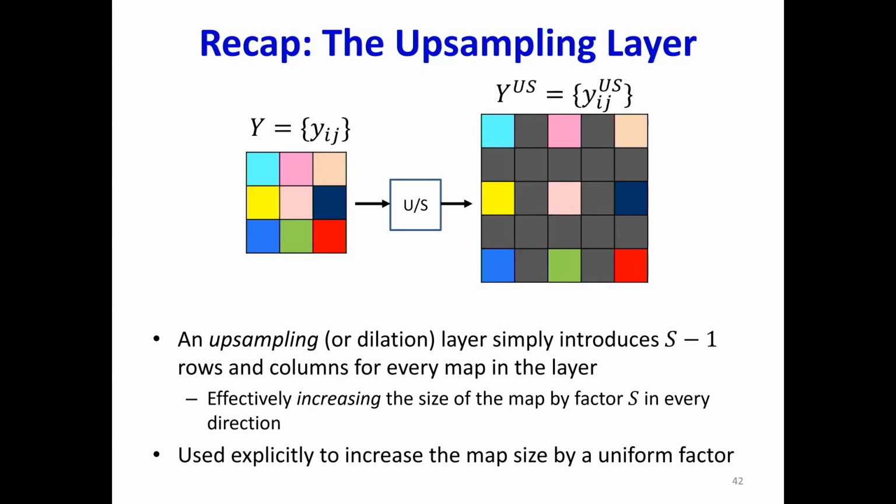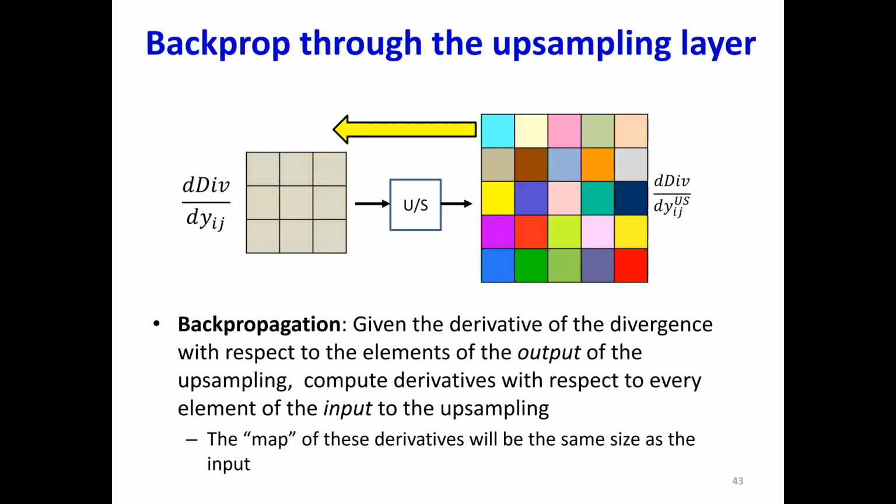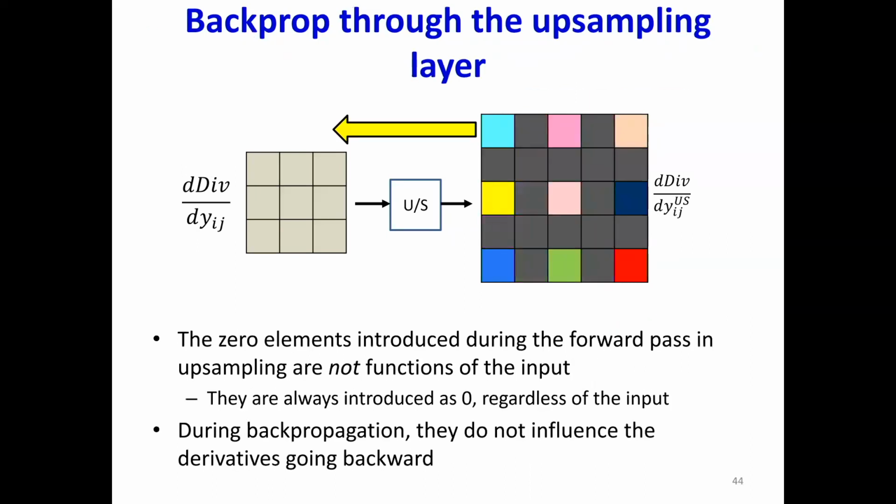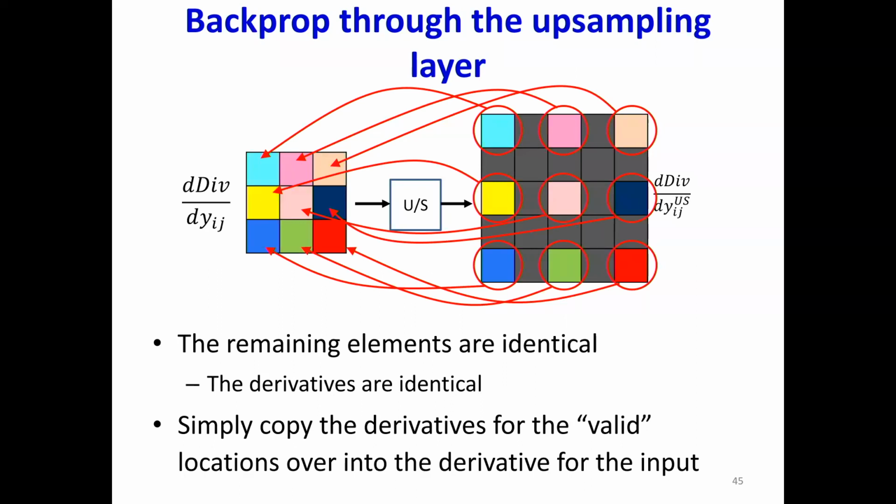And so when I'm backpropagating through an upsampling layer, when I've computed my derivatives coming all the way here, I'm going to have a derivative for every element in this map. But then I'm only going to retain the ones that actually were propagated forward during upsampling, right? And those would be copied backwards. So again, this is a trivial operation.